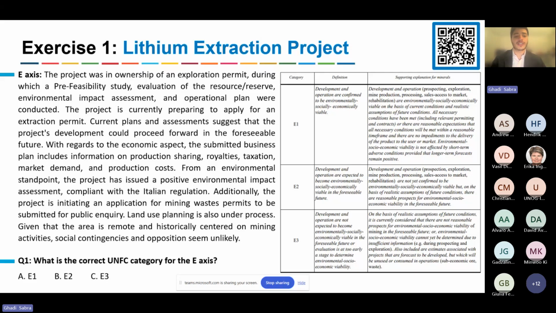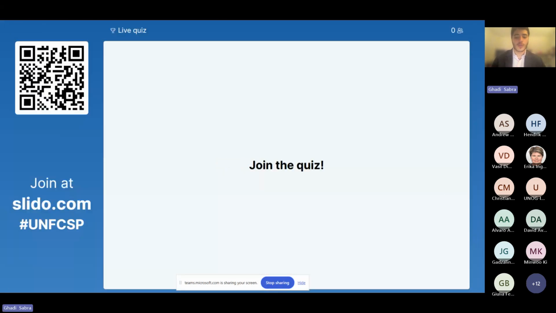So the first question is, what is the correct UNFC category for the E-axis? Is it E1, viable, E2, potentially viable, or E3, non-viable? So let's move on to join the quiz for you to answer.